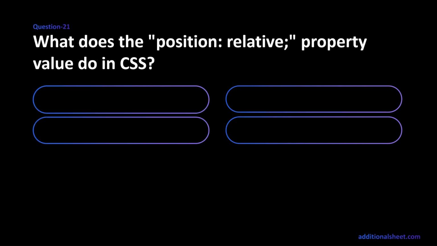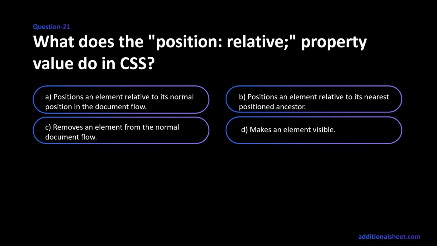Q21. What does the position: relative property value do in CSS? Options are: A. Positions an element relative to its normal position in the document flow. B. Positions an element relative to its nearest positioned ancestor. C. Removes an element from the normal document flow. D. Makes an element visible.